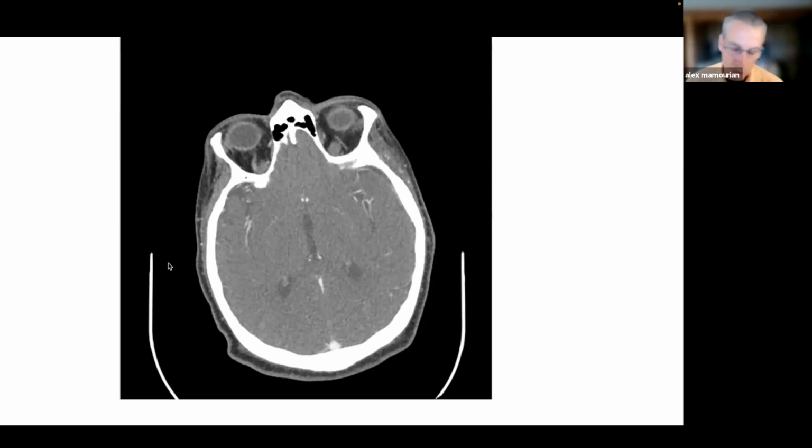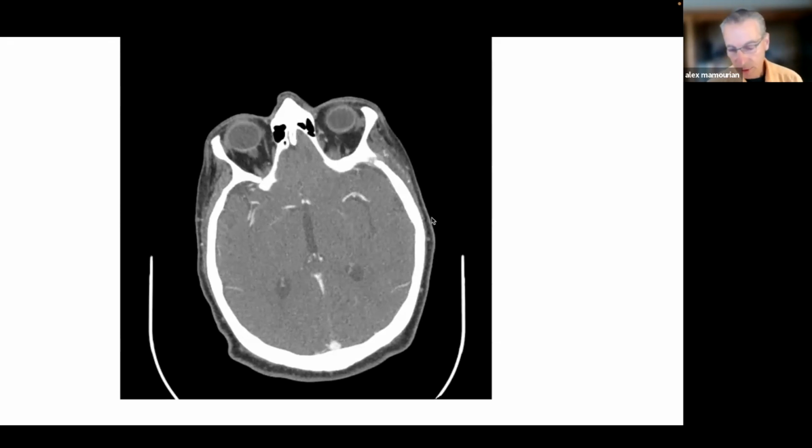This is a normal vascular study. And so just to review, and for some of you, this is really elementary, but as I say, I'm going to start with basics and bring everyone along together. So again, on this slide, you can see the two A2 segments of the anterior cerebral artery. You're seeing branches of the middle cerebral artery here in the Sylvian fissures.